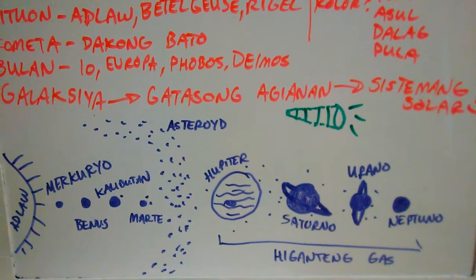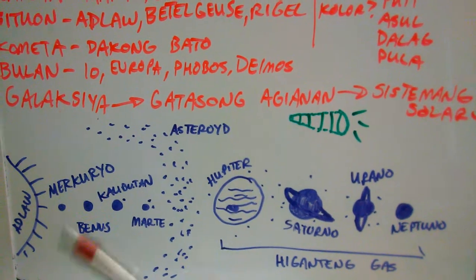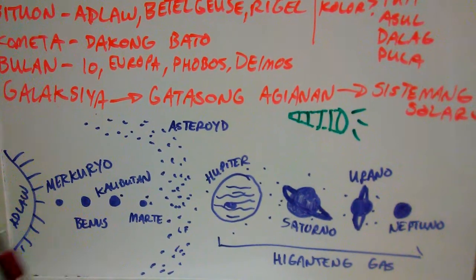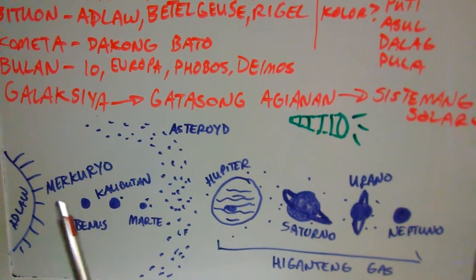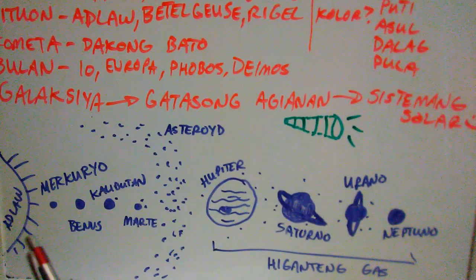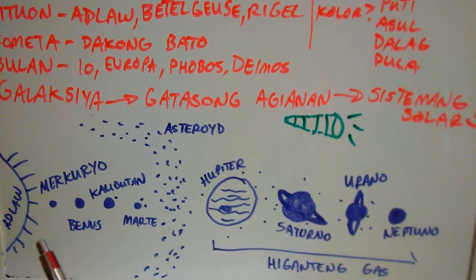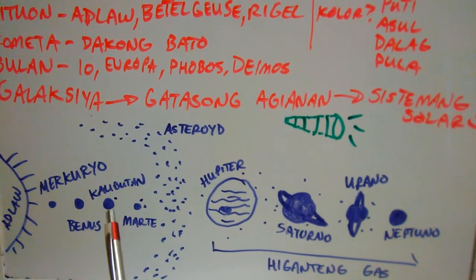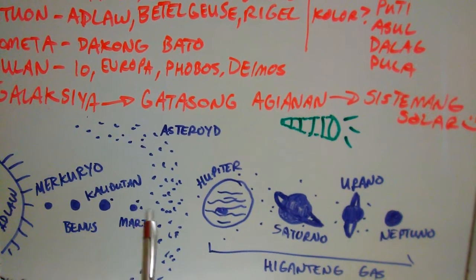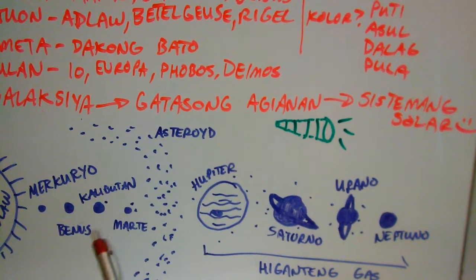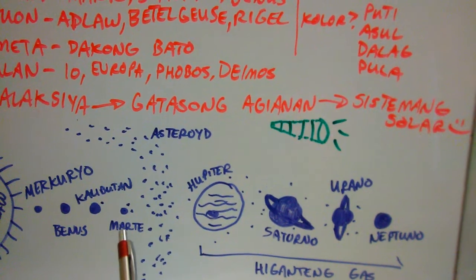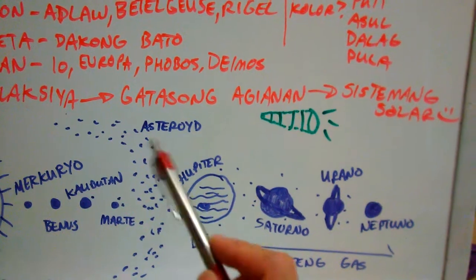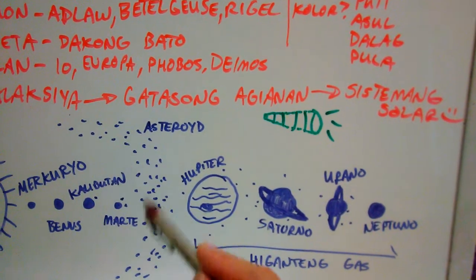Karon adunay ta walo ka planeta sa atong sistemang solar, di ba? So ang primero, mas duol sa adlaw, Mercurio, ug then Venus, dinhi ta sa kalibutan ug ang atong bulan. Adunay ta si Marte, and of course we have this asteroid belt, mga asteroid, right? Asteroid belt.